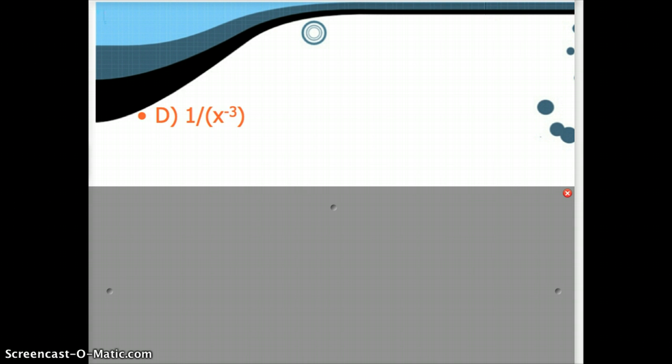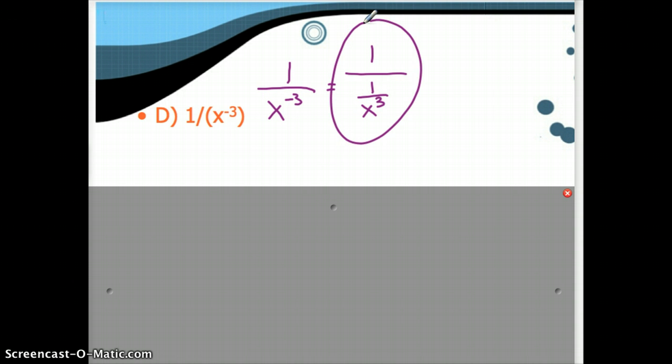Okay, this time I have 1 over x to the negative 3. I'm going to show you 2 ways to do this, and you can see if either of them makes sense. Okay, so one thing that we know about x to the negative 3 is that I know that x to the negative 3 is 1 over x cubed. Okay, but this is not a pretty way to write an answer, 1 over x cubed, but that means 1 divided by 1 over x cubed.